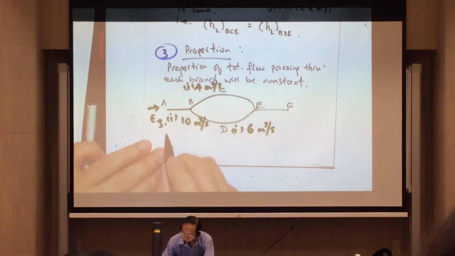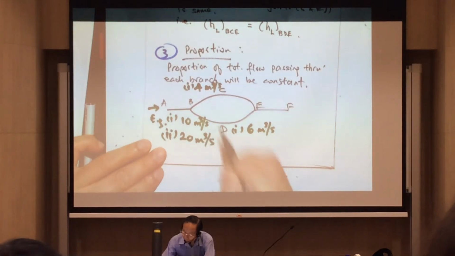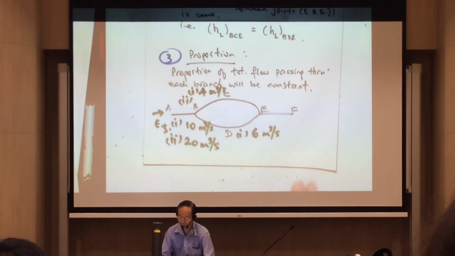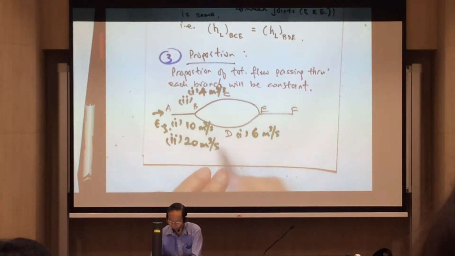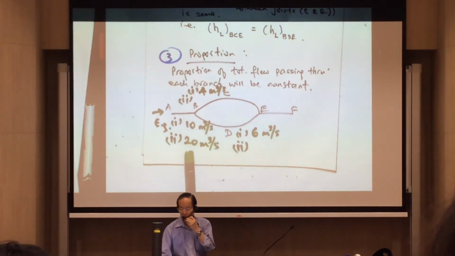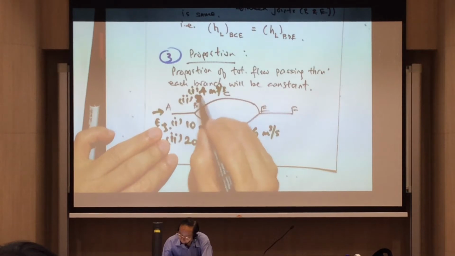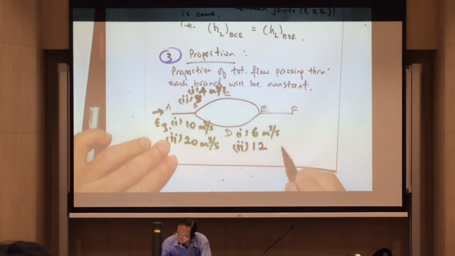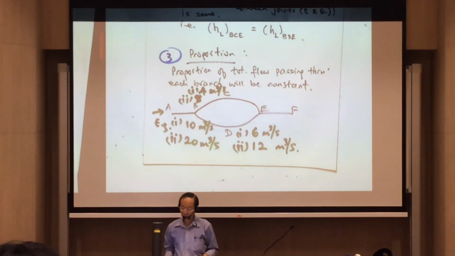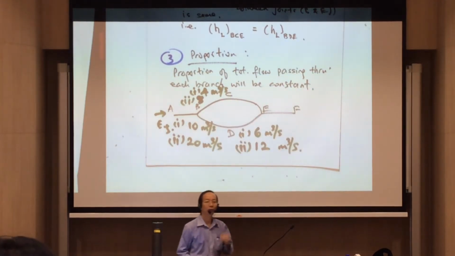Now, if the flow along AB has increased to 20 meter cube per second, the flow through BCE will be how many meter cube per second? And through BDE, how many? Here will be 8, and here will be 12. That's what it means. The proportion of total flow passing through each branch will be constant.